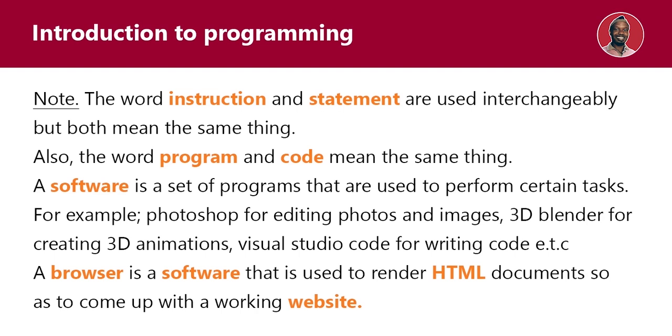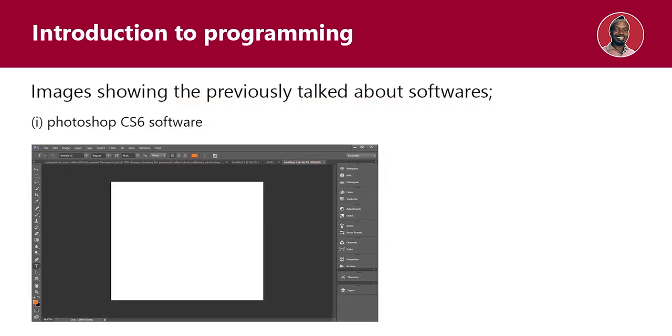So what is software? Software is a set of programs that are used to perform certain tasks. Examples of softwares: we have Photoshop, that is used to edit photos and images. We also have 3D Blender, that is used to create 3D animations and other things. We also have Visual Studio Code, that is used for writing code, etc. A browser is a software that is used to render HTML documents so as to come up with a working website.